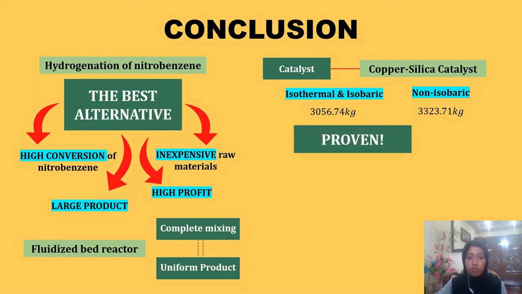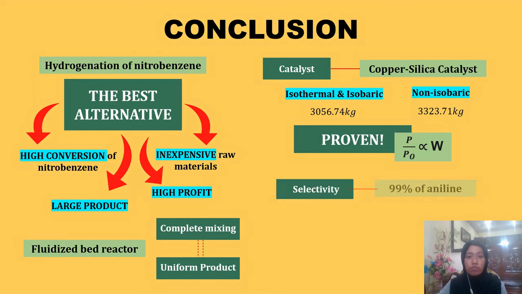So these values prove the relationship between the pressure drop and the weight of catalyst. So by increasing the pressure drop, the weight of catalyst will increase as well. Besides that, the selectivity of the process is indeed 99% of aniline produced and the yield is 100% production.